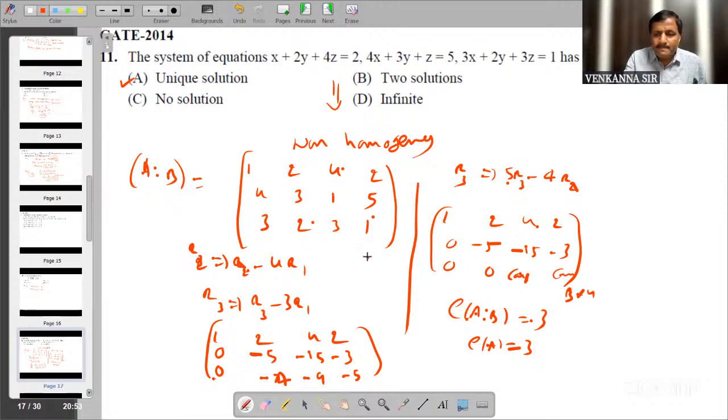Yes, everybody is understanding. Any confusion, please clear. So all of you confirm understanding or not? System of linear equations, very interesting, important topic.